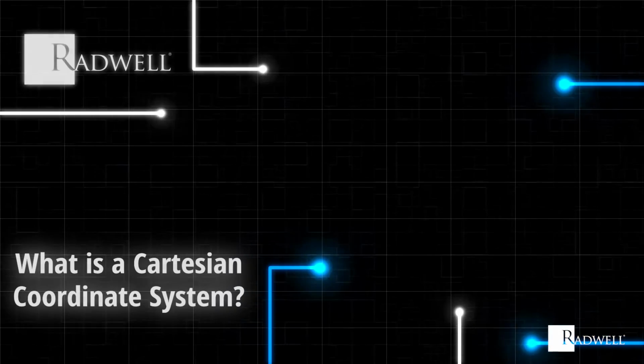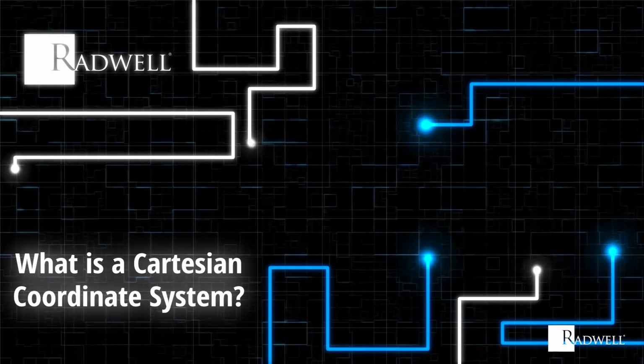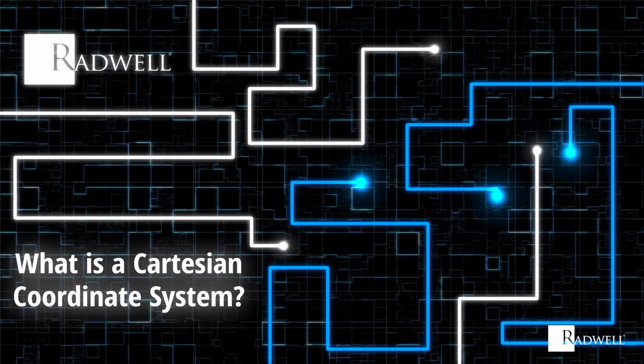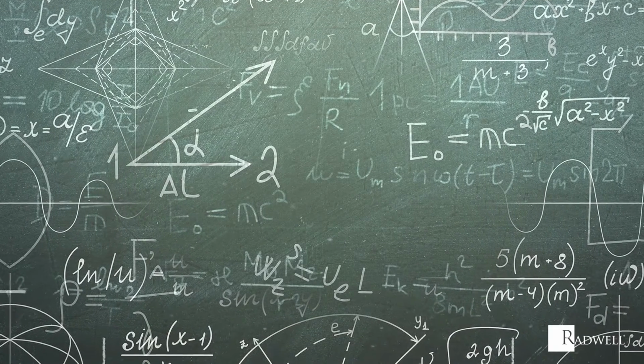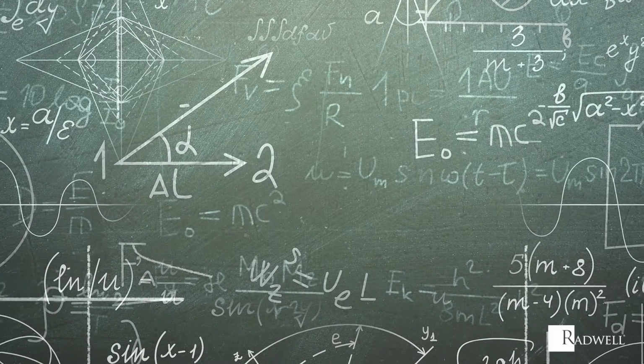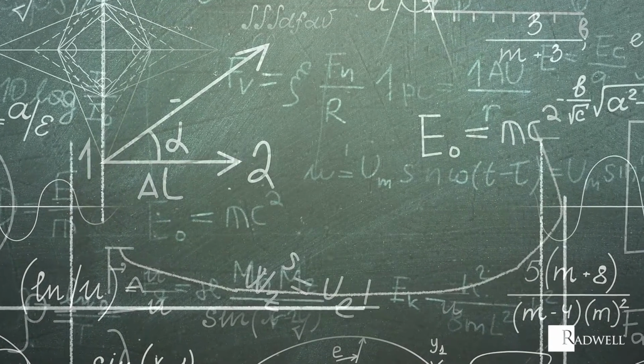What is a Cartesian coordinate system? Initially invented by René Descartes in the 17th century, a Cartesian coordinate system is used to display a specified point defined in a plane by a set of numerical coordinates. The system revolutionized mathematics by providing a link between Euclidean geometry and algebra.